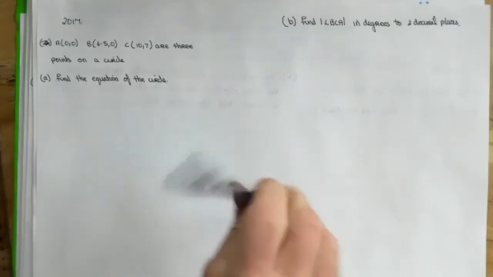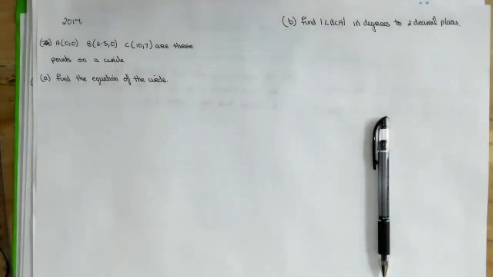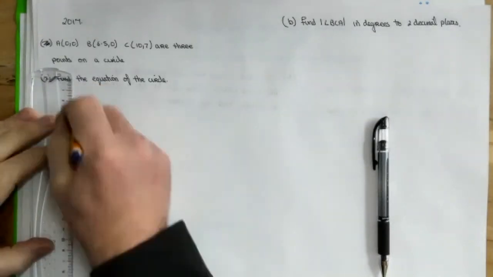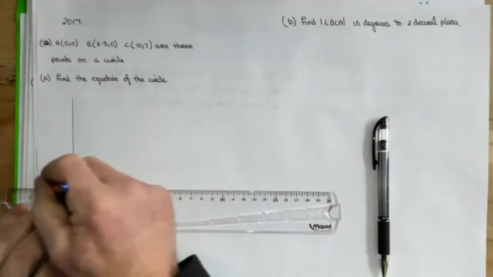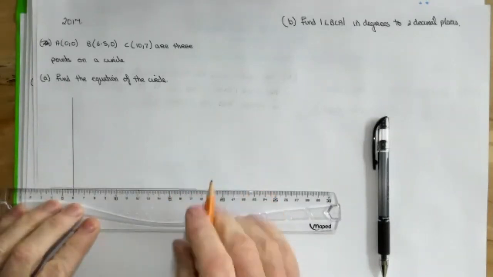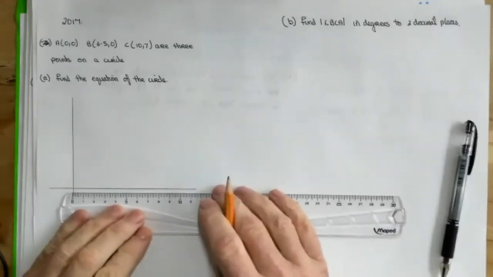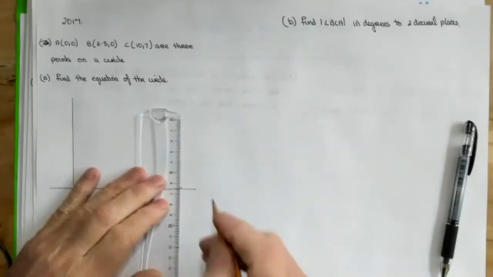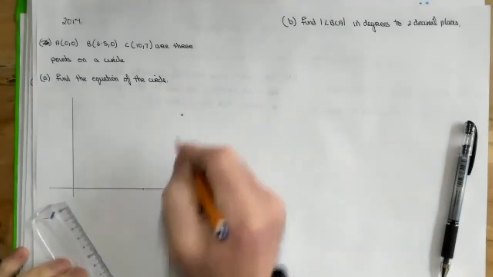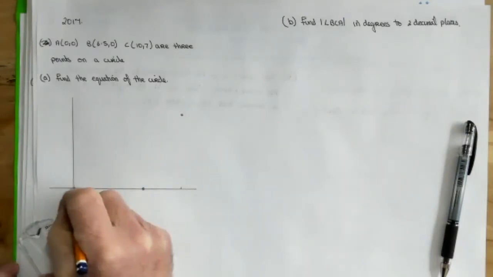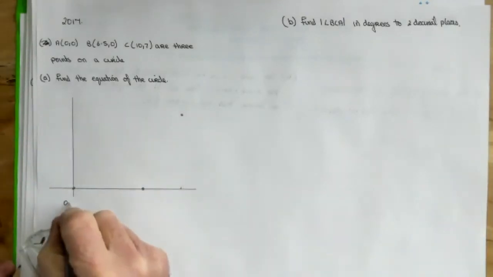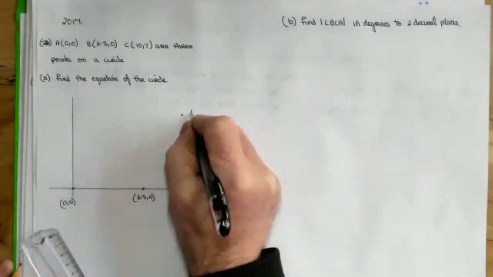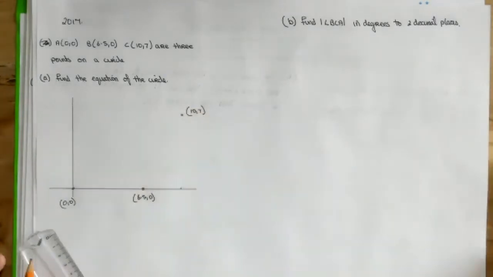The points are (0, 0), (6.5, 0) and (10, 7). Let me show you quickly what's happening, and then I'll let you do this. So just bear with me for a second. (0, 0), (6.5, 0) and (10, 7). These are points on the circle, right?